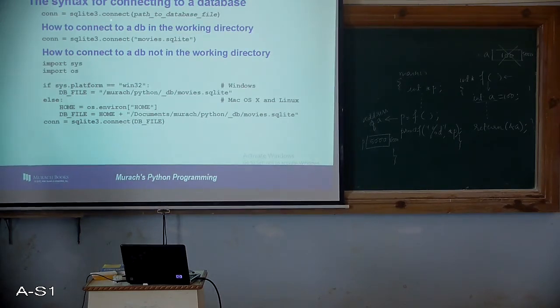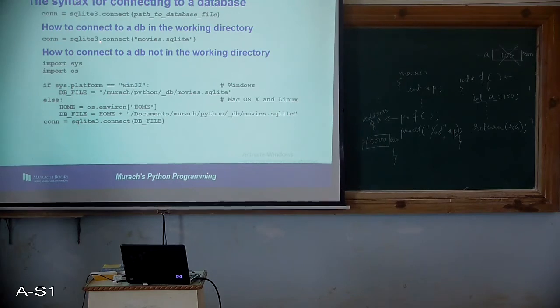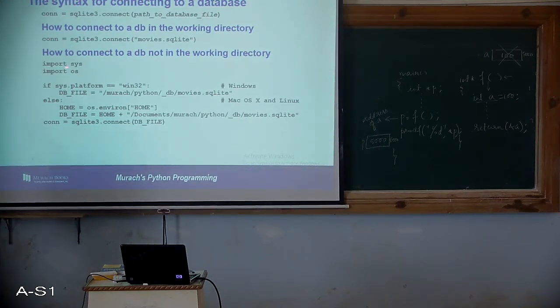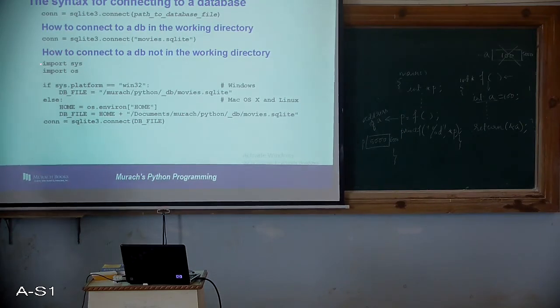So if it is available in the present working directory, you need not specify the complete path as it is done here. How to connect to the database in the working directory? This is also called a working directory. There you can just write name of the connection is equal to sqlite3.connect, then the name of the database file. But if suppose it is not available, then you will have to use certain other modules to make it happen.